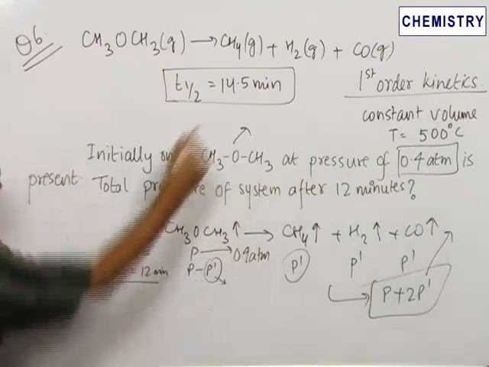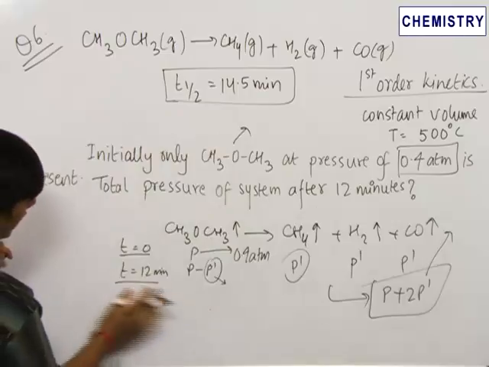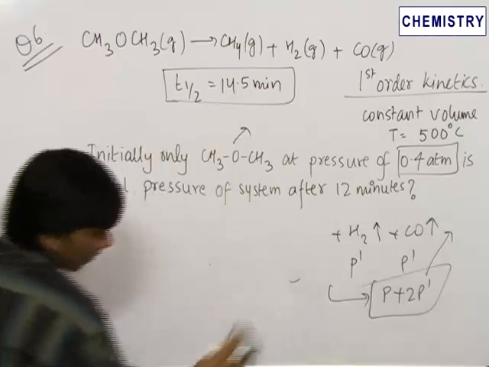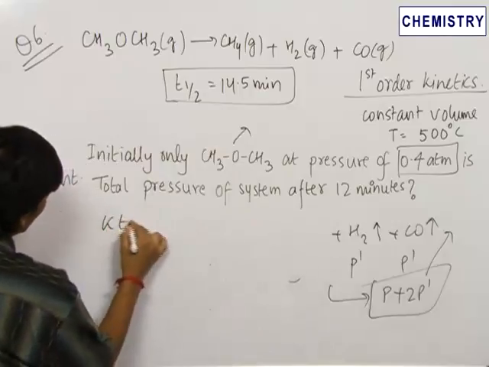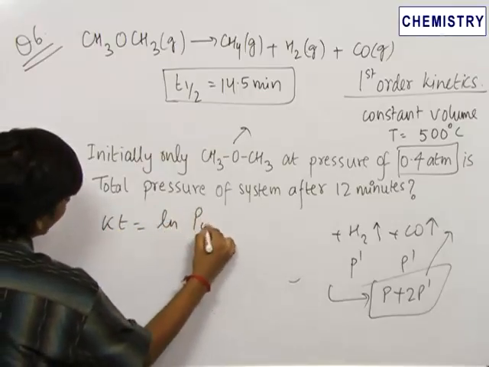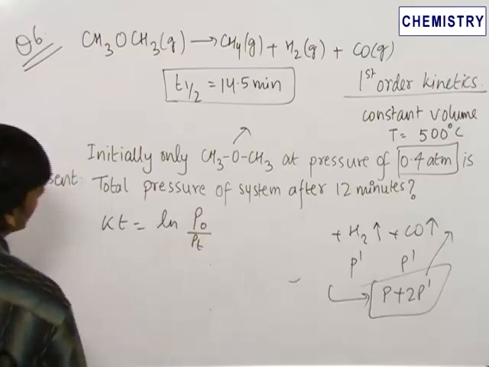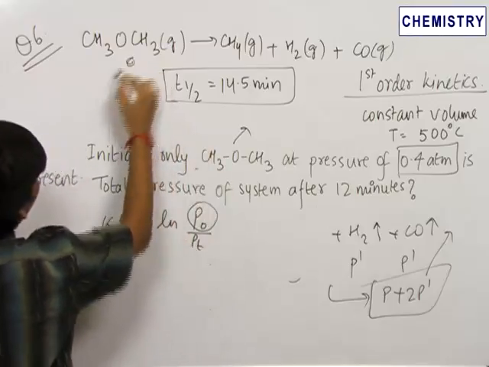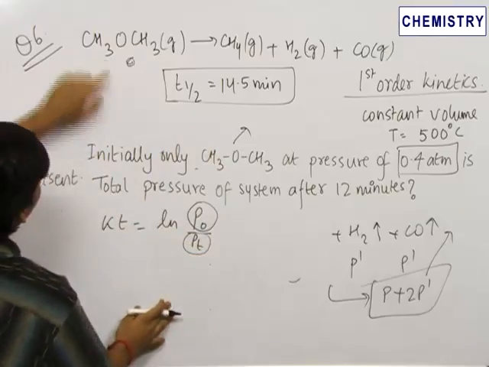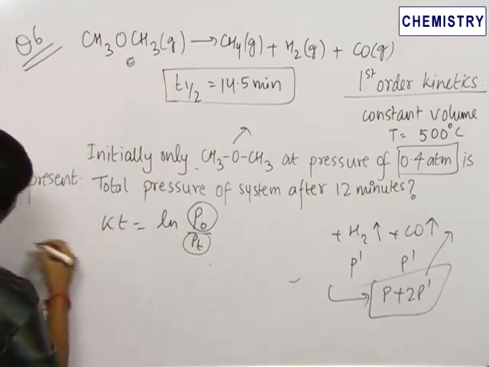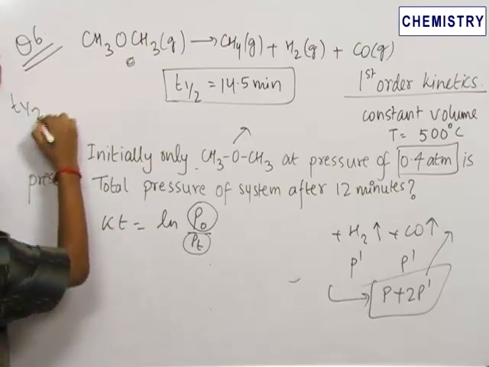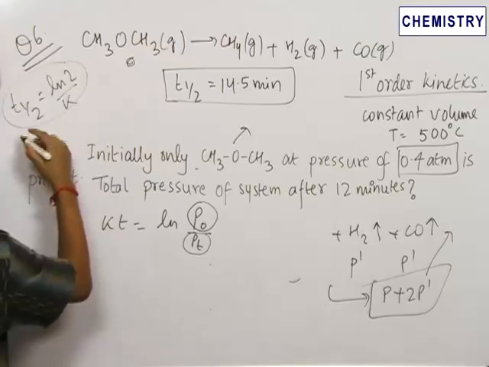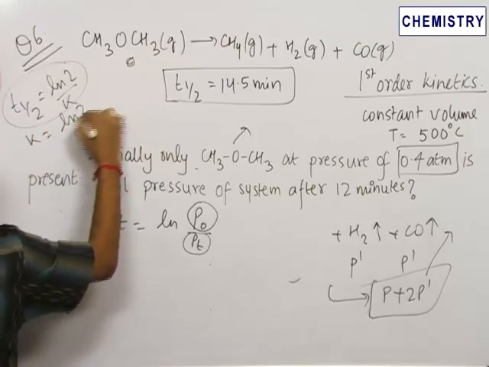So now, since it is given that it is a first order reaction, therefore we can write KT is equal to ln of C0 upon CT, or rather P0 upon PT. This P0 is the initial pressure of the reactant and PT is the final pressure of the reactant. On writing this equation, we know that for a first order reaction, T half is equal to ln2 upon K. You should always remember this. Therefore K is equal to ln2 upon T half.